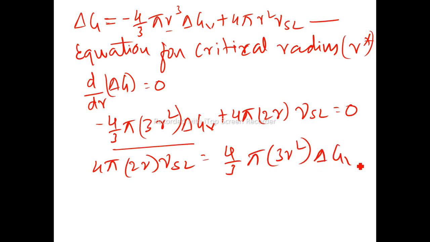delta GV. Okay, so this 4 pi and this 4 pi will get cancelled, and this r square and this r get cancelled. Then finally we are left with r star equal to 2 gamma SL into, these 3 get cancelled, and delta GV.